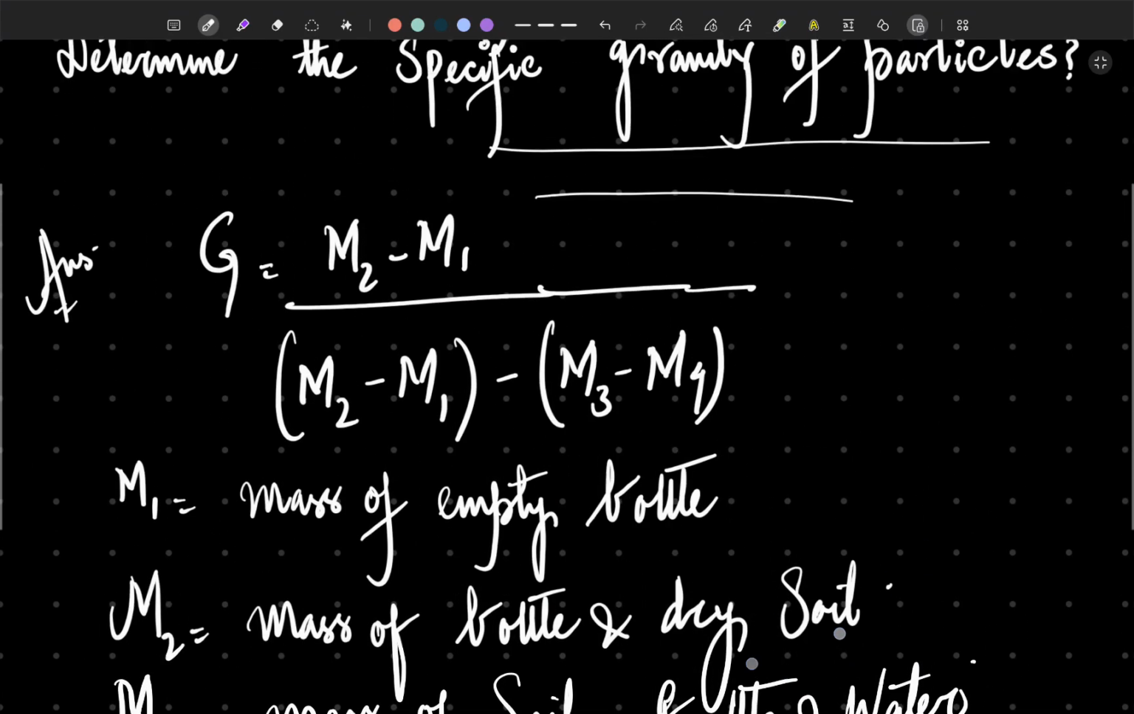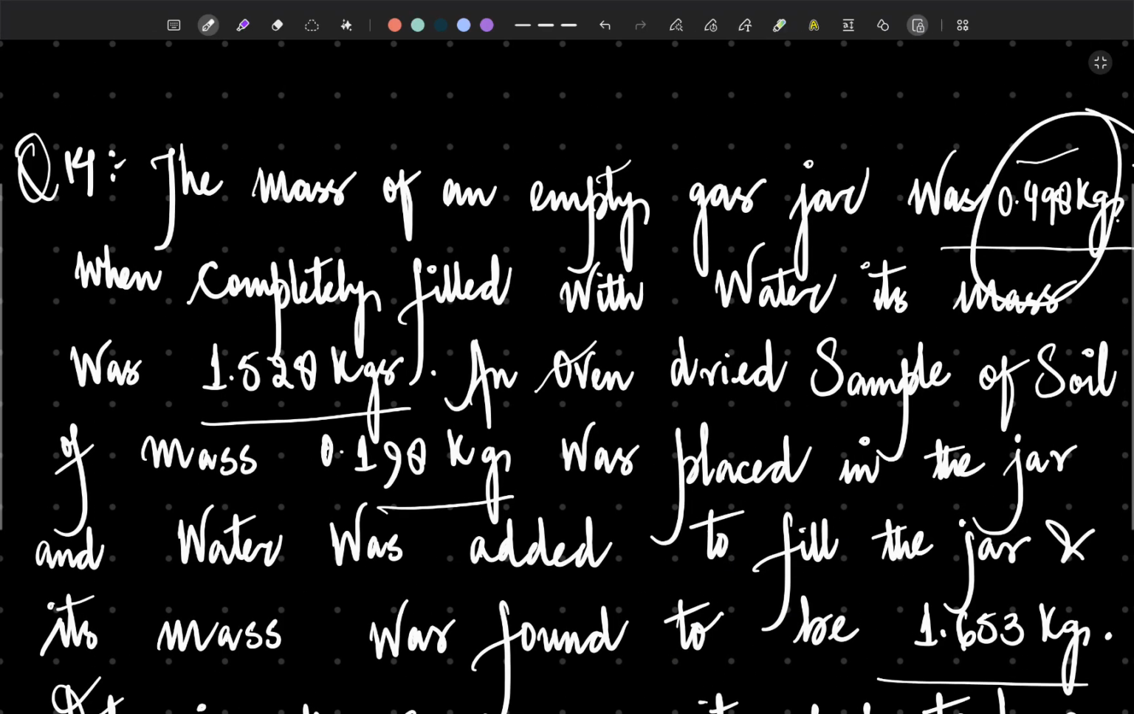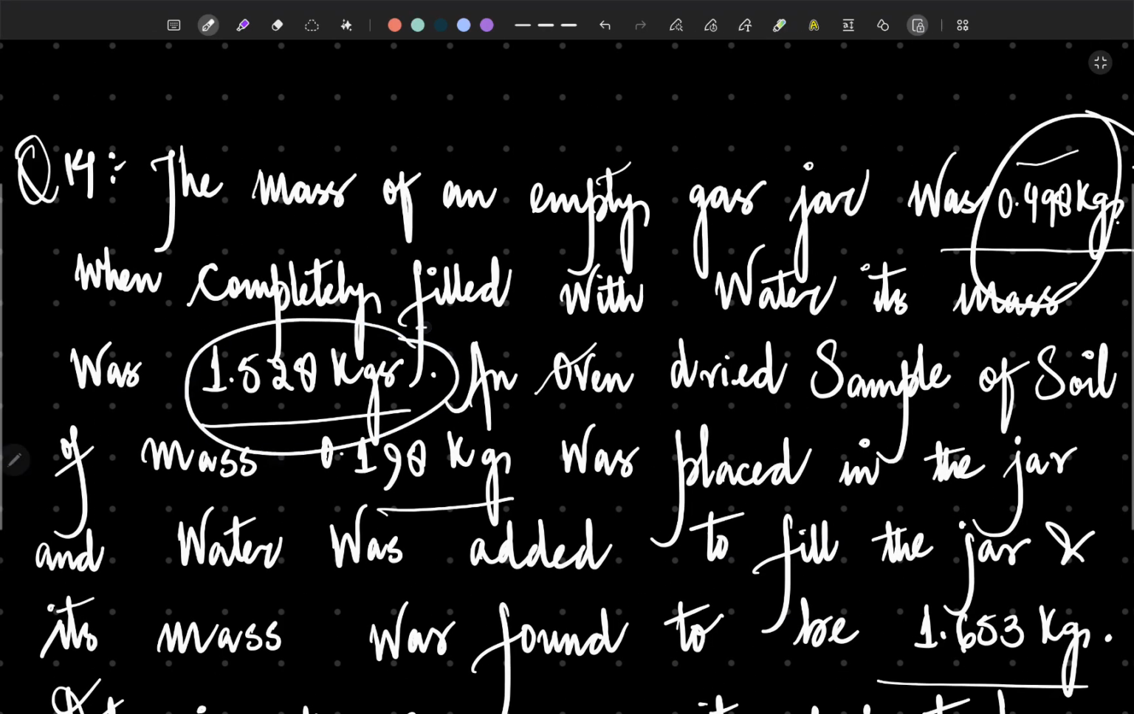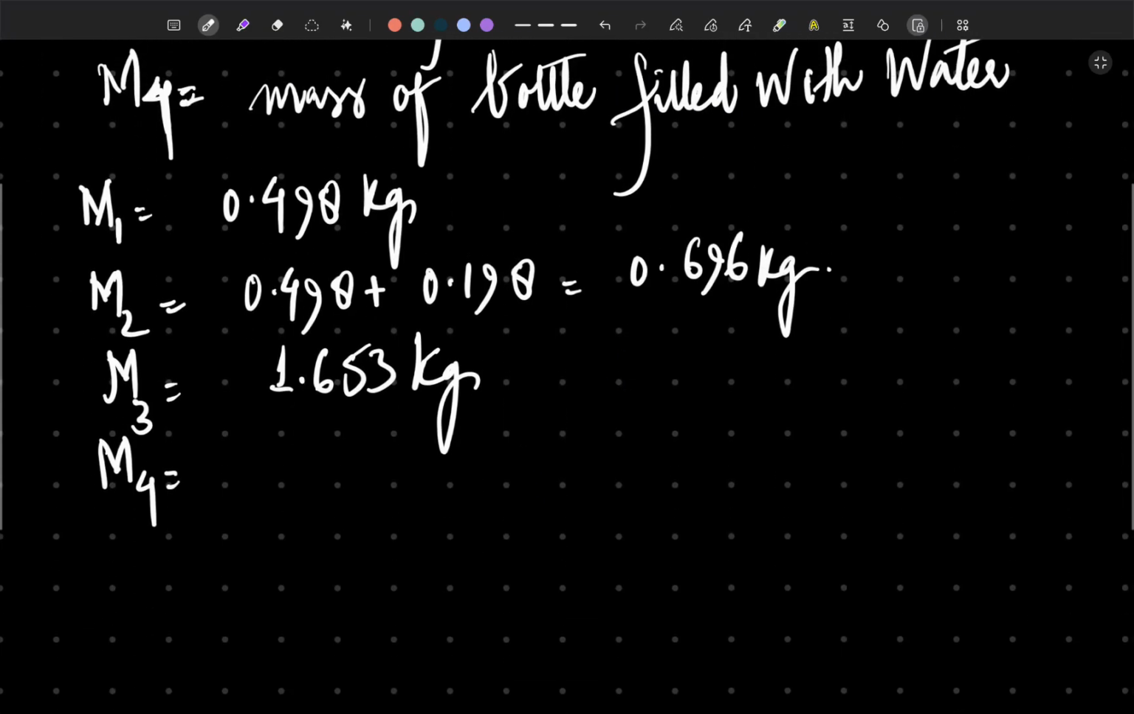Now the only thing that is remaining is M4, that is mass of bottle filled with water. How much is that? Read carefully. The mass of an empty gas jar was found out to be 0.498 kgs. When completely filled with water, its mass was 1.528 kgs. That means mass of bottle filled with water is 1.528 kgs. M4 is 1.528 kgs.